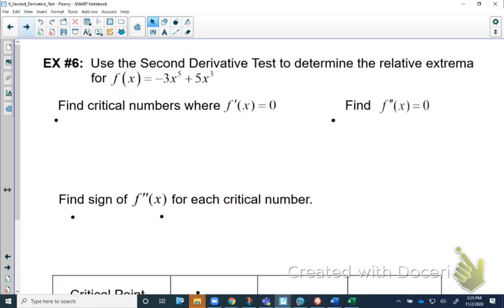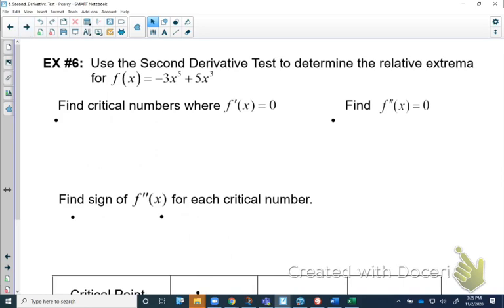So like I said, I know that these last two examples were a little bit heavy on the algebra, a lot of trig stuff that we had to remember, but it is part of the course, so we need to make sure that we know how to do it.